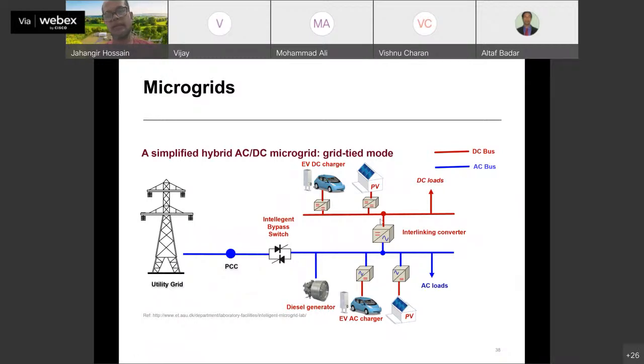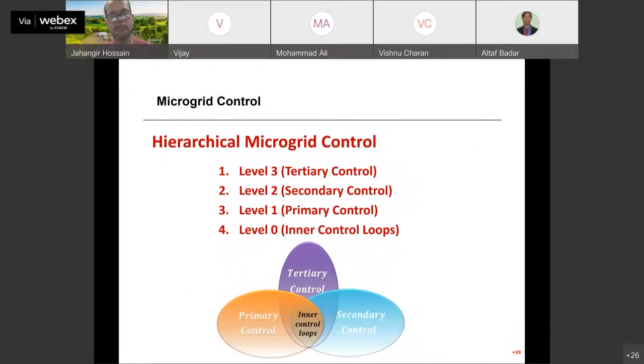Then you need an interlinking converter, which is bidirectional and connects AC and DC. By controlling it, you can regulate power flow from the DC bus to the AC bus or vice versa. And this is the point of common coupling, which could be connected with the main grid. So in terms of reliability, this one might be more popular than having either individual AC or DC.